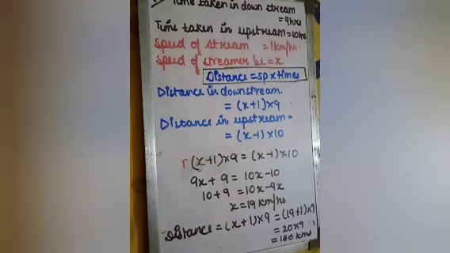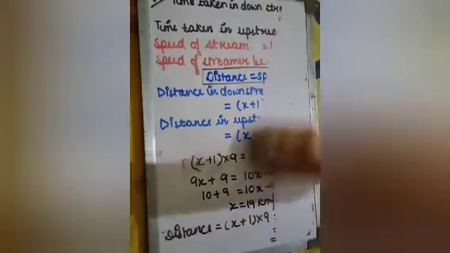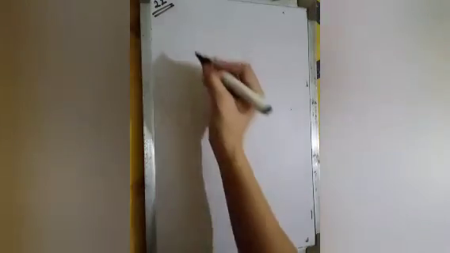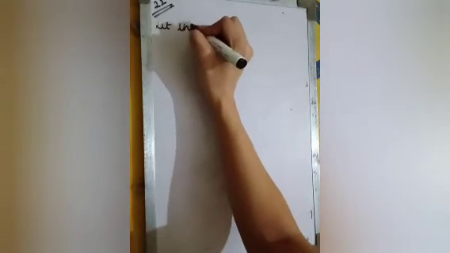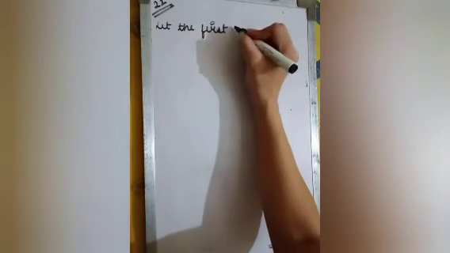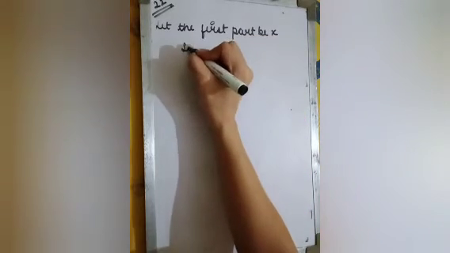Okay. Now move on to the question number 22. We have to divide 4500 in the two parts. So let the first part be x and second part.